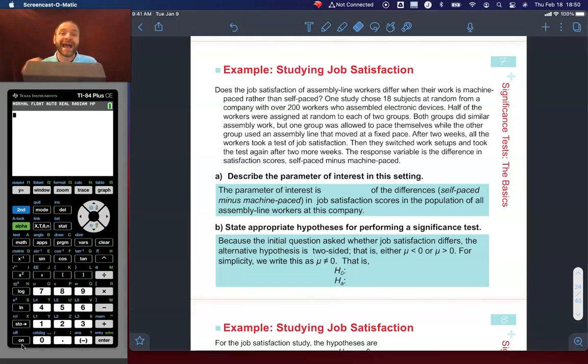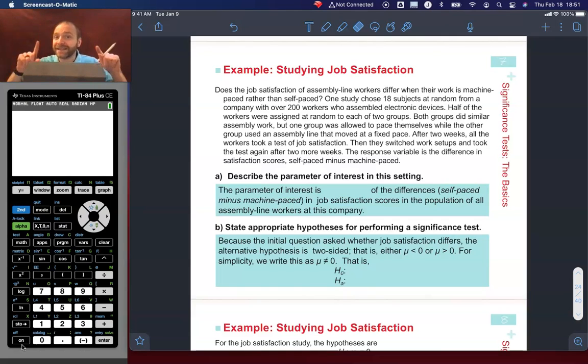assemblies for devices. Half of the workers are assigned at random to each of the two groups. So both groups do similar assembly work, but one group is allowed to pace themselves while another group works on an assembly line that moves at a fixed pace. After 2 weeks, they take a job satisfaction survey, and then they switch work setups. And they take the test again for 2 more weeks. So the response variable after they do this is the difference in job satisfaction scores, self-paced minus machine-paced.